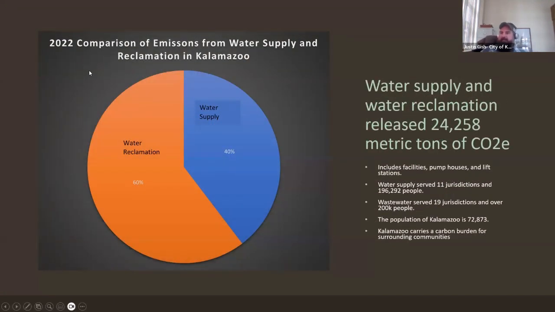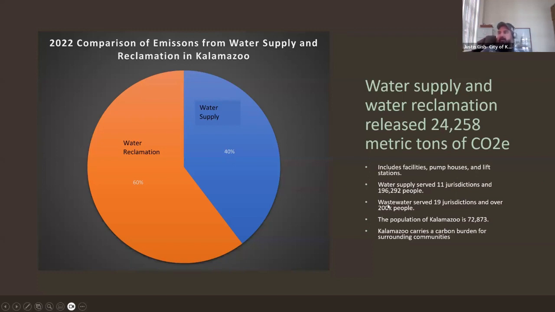This one's kind of tricky because it's kind of non-negotiable. We need to provide water to folks. We need to clean water. But the Kalamazoo water treatment plant serves more than just the citizens of Kalamazoo. Water supplies 11 jurisdictions and 196,292 people. In the city of Kalamazoo, 2020 census, we're about 73,000 people. So we're taking on the carbon burden for the surrounding communities here.